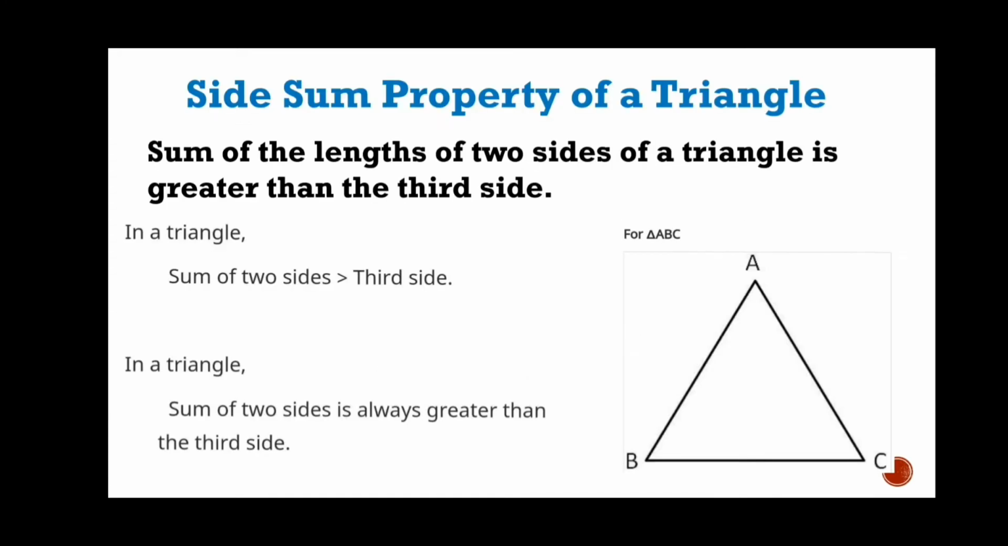Then the most important property, we have learned the side sum property of a triangle, on the basis of which we are going to do exercise 6.4. According to this property, the sum of the lengths of two sides of a triangle is greater than the third side. So we have seen in the video how the sum of the lengths of two sides of a triangle is greater than the third side. Now let's start exercise 6.4.